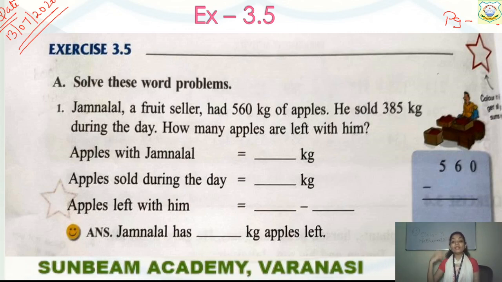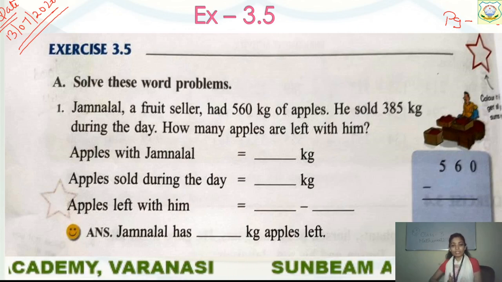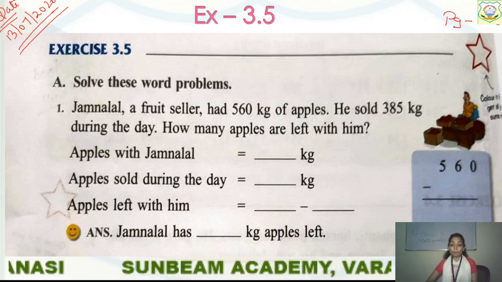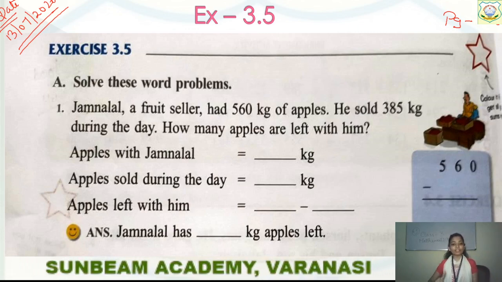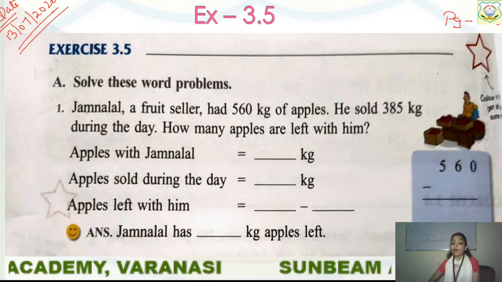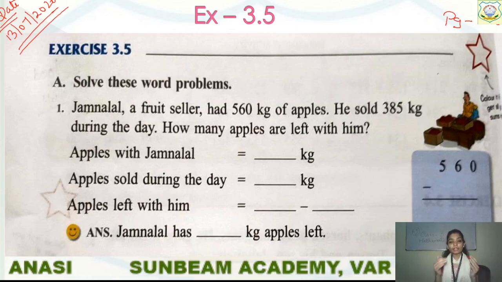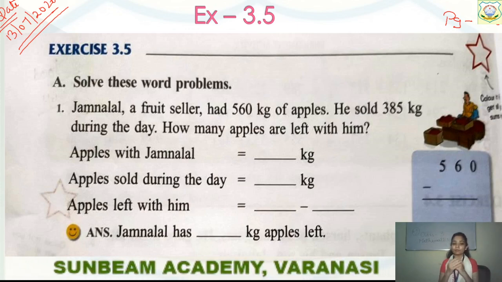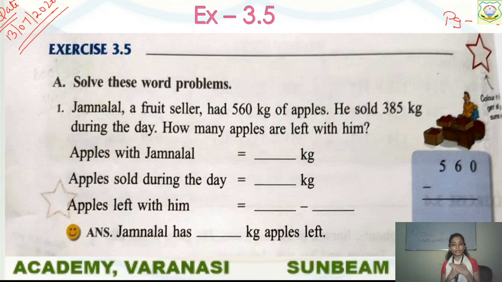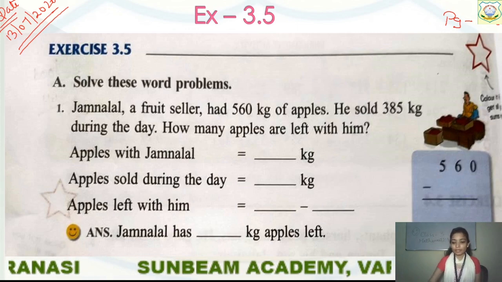So in a whole day he sold. Sold means he just sold out. Someone came to buy it. So he sold out how much? 385 kg during the day. So now how many apples are left with him? We have to find out how much apple is left with him. That means how much he is having right now. Okay, got it?